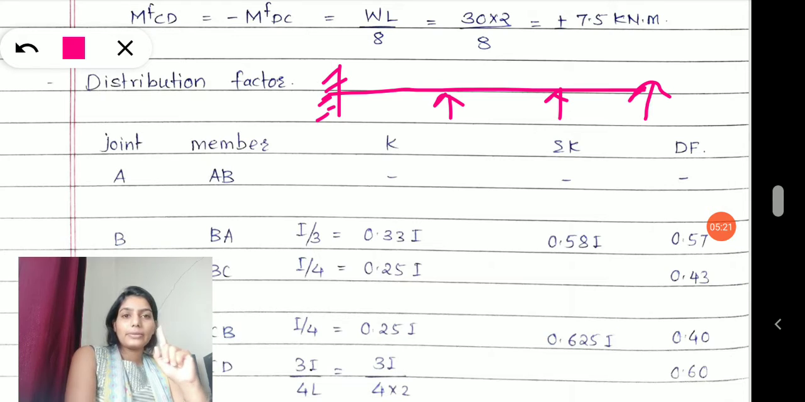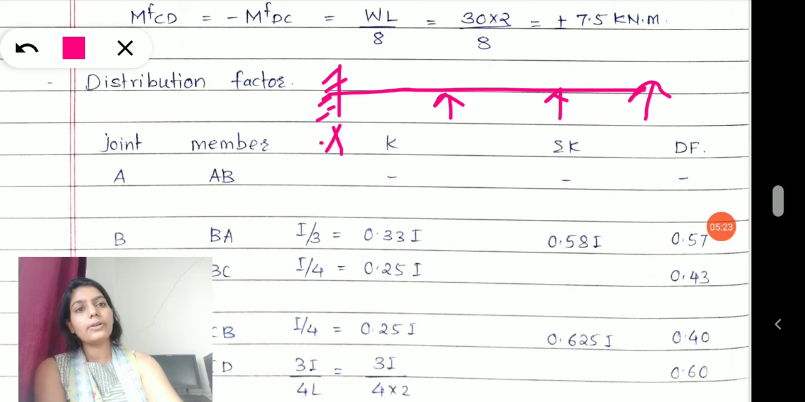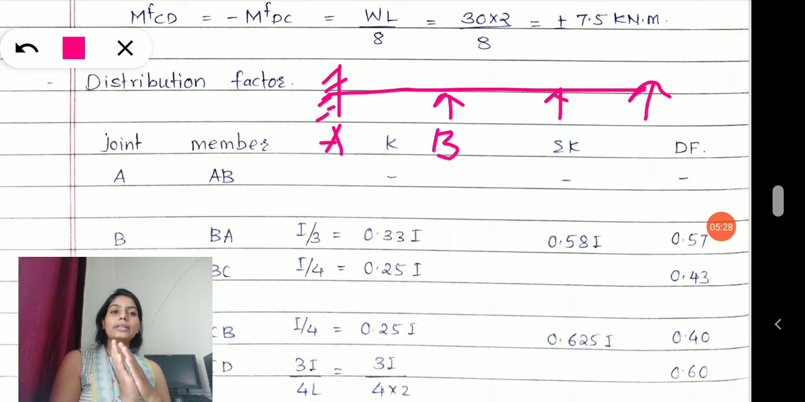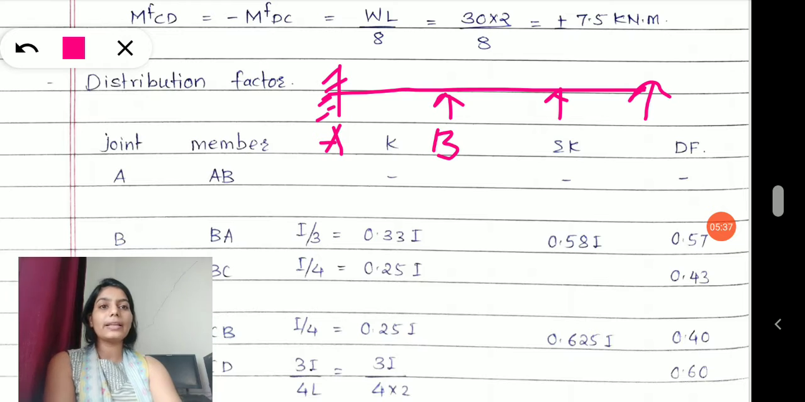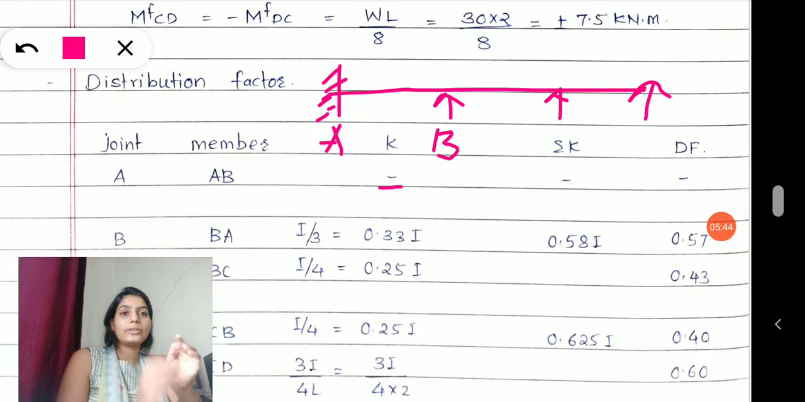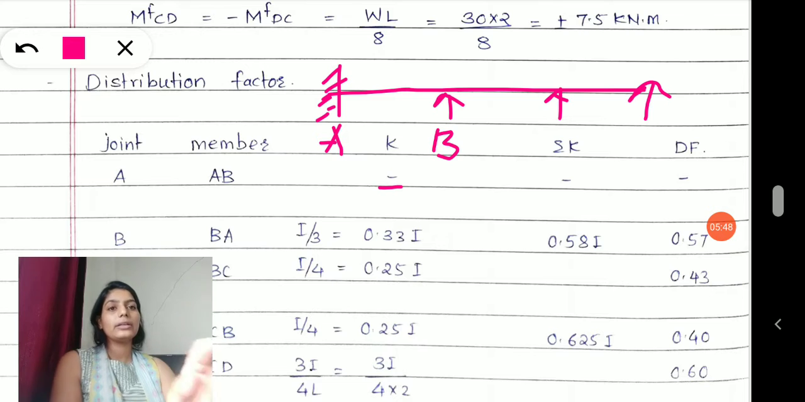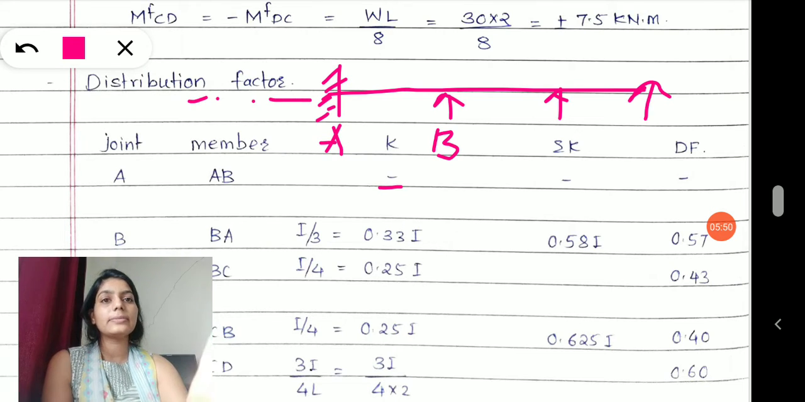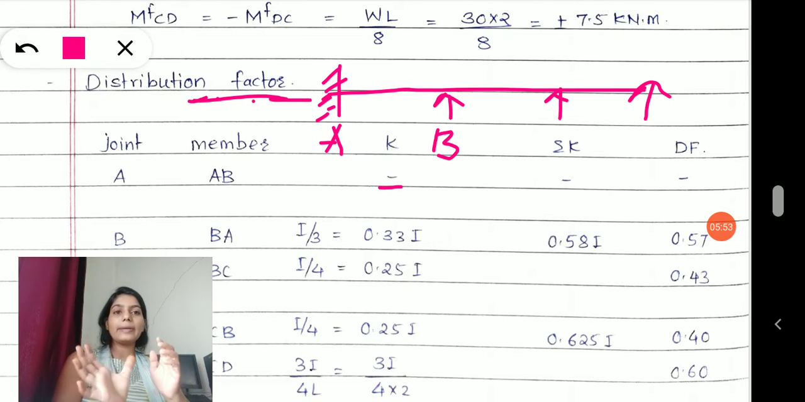Now let's calculate the K values. K values for span AB. K value is always calculated with respect to the joints and a span. So I have considered the first joint as A. From there the span is AB. If the span is AB, the K value is not considered, because from A you have a span AB, or you can write another span on this side, but that span is not available.